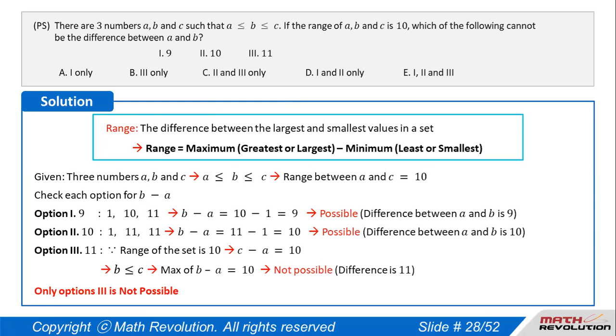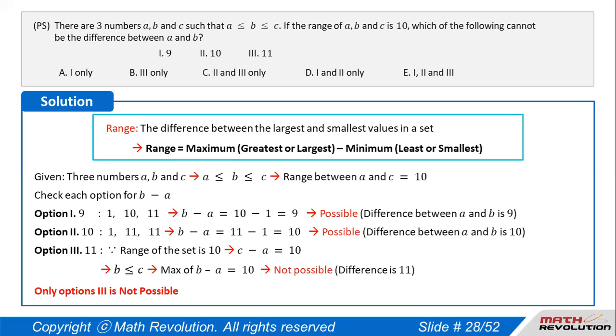Going with the second one, option number 2, which is 10. If my B minus A happens to be 10, I can take B and C both as 11. My number is 1. This happens to be 11, so the difference is still 10, and my range is still 10. The range is between C and A because C is the highest and A is the lowest.